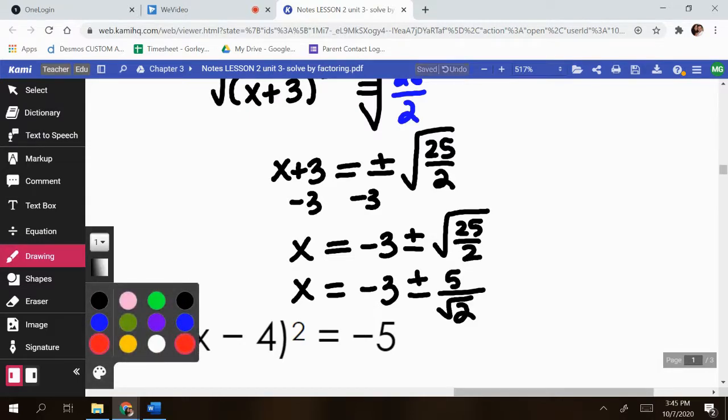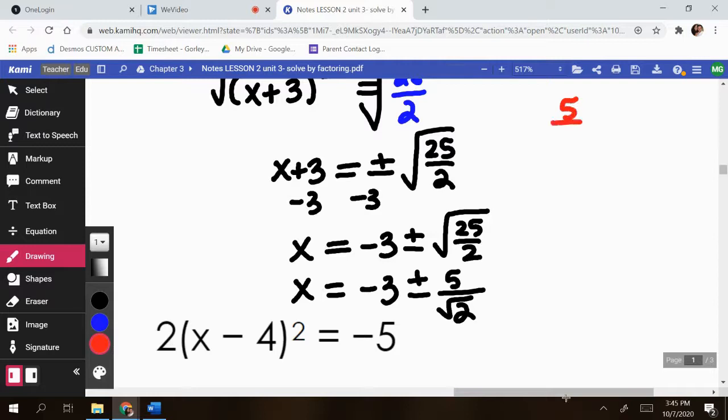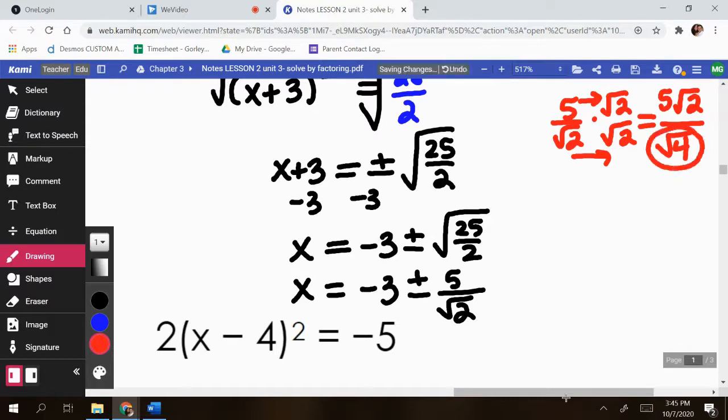So I'm going to multiply just the 5 over radical 2. I'm going to multiply the top and bottom by the square root of 2. Multiplying across, 5 times radical 2 is 5 radical 2. Here, multiplying across, radical 2 times radical 2 is going to be radical 4, which I like because square root of 4 can be reduced down to 2.